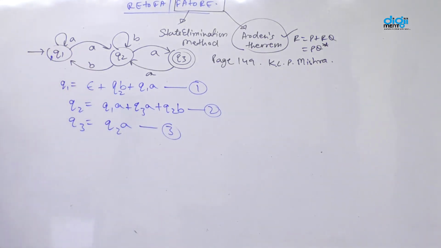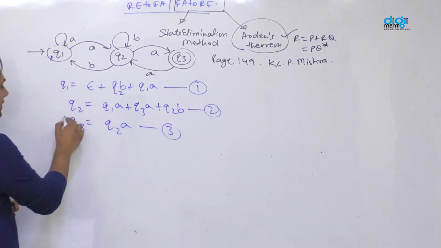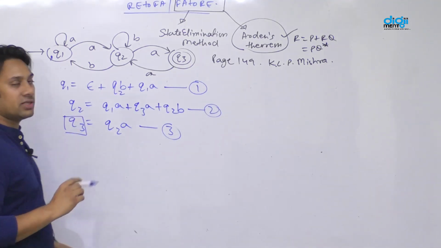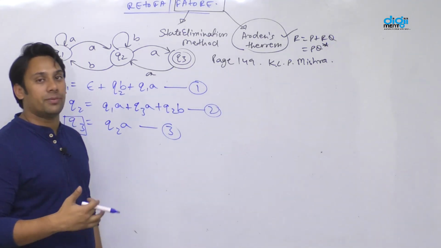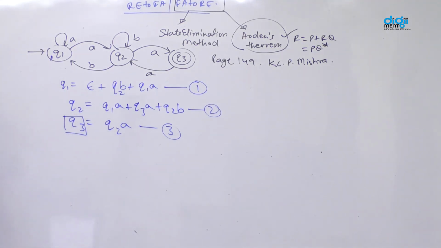Now using these three expressions, I'm going to convert this diagram. So how can I do it? See here the final state is Q3. तो यहाँ पर जो है आपके पास in this expression, this Q3 expression is going to give us a regular expression. हमें जो solution मिलेगा that will be from Q3 expression only. So how can you do it?